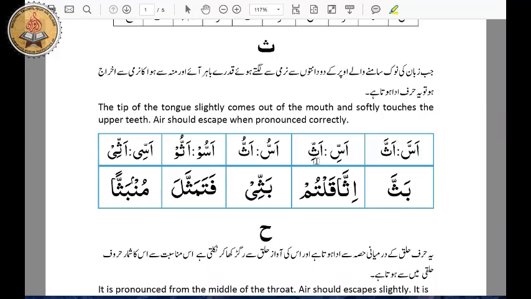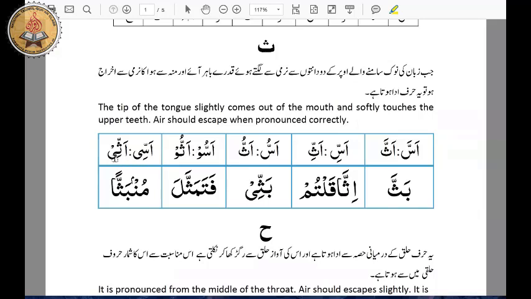Asi, athi. Asu, athu. Aso. So not aso, that would make it a lean letter. This is just asu. Asu, athu. Asi, athi.